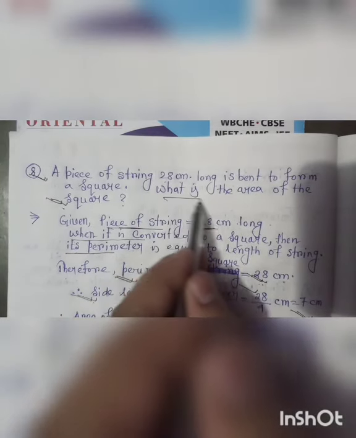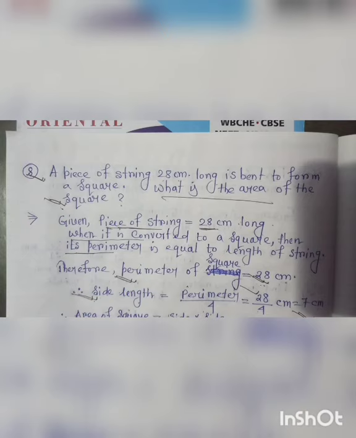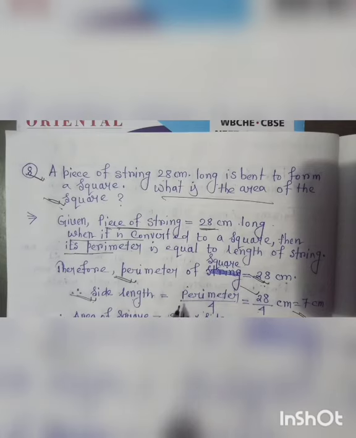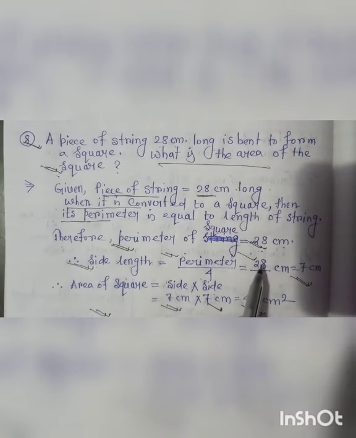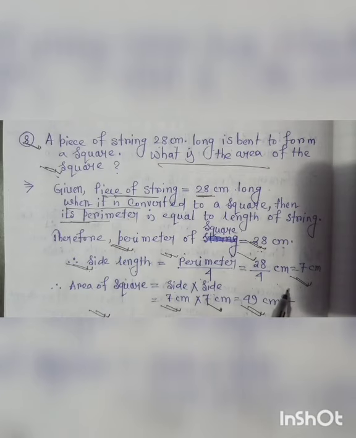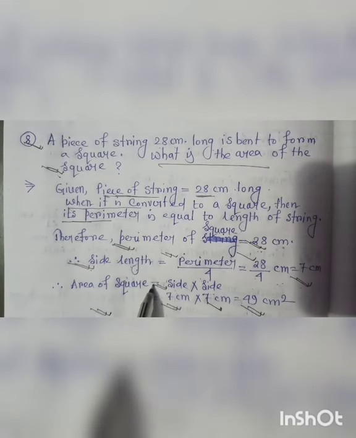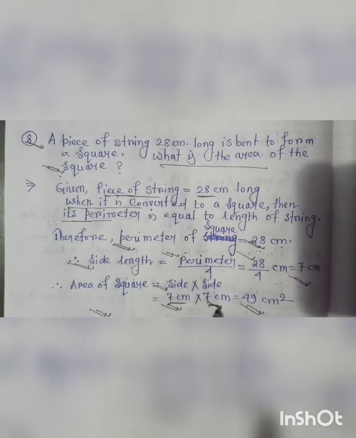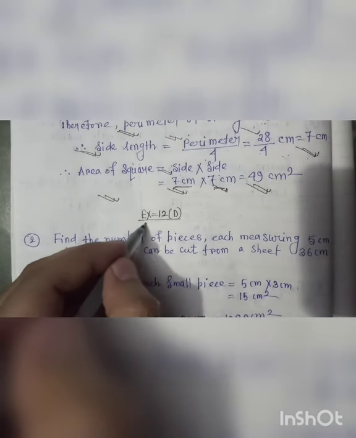But we need to find the area of the square. To get the area of the square, we need to first find the side length of the square. Now side length of the square, how to get from perimeter? Just perimeter divided by 4. This is the formula. So perimeter means 28 by 4 centimeter, that means 7 centimeter is the side length of the square. Now area of the square, we know that side into side, that means 7 centimeter into 7 centimeter, that means 49 centimeter square. Finished. This is a problem from exercise 12D.